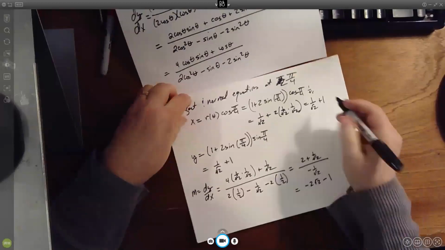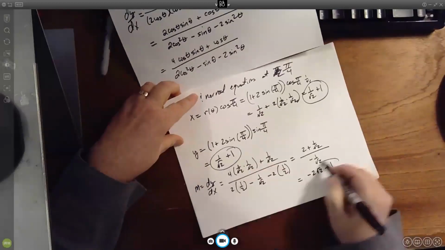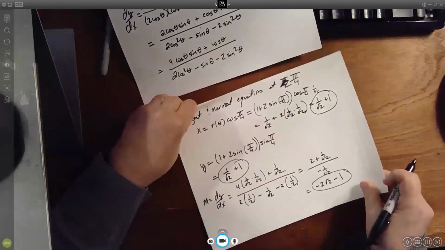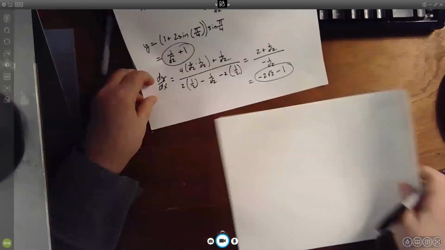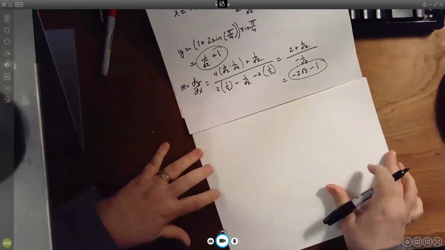Flip it through. Now, we have all we need to make a line. I have my x-coordinate, my y-coordinate, and my slope. I have not resorted to decimals yet because I am a pure mathematician. So, tangent line.